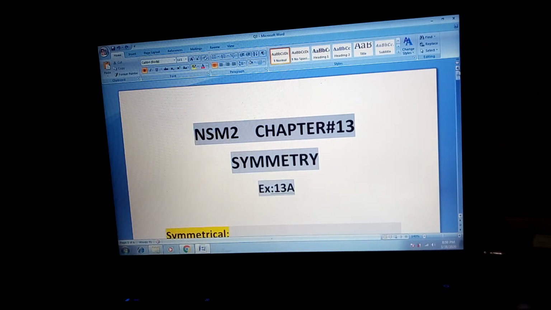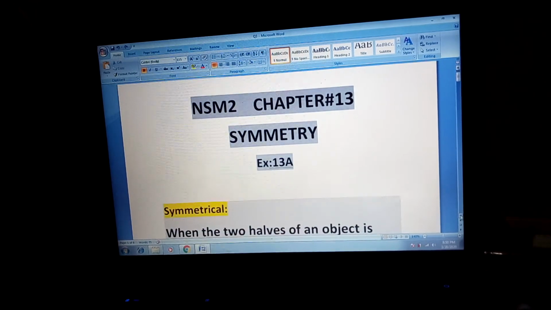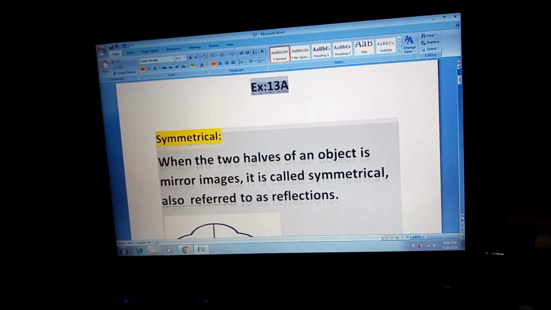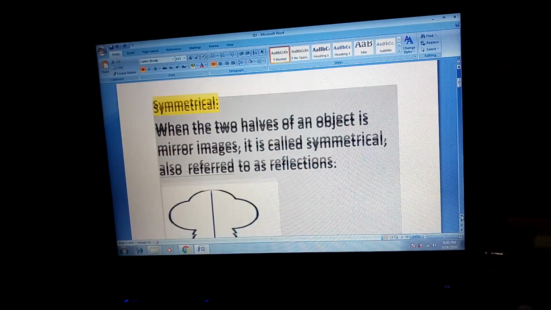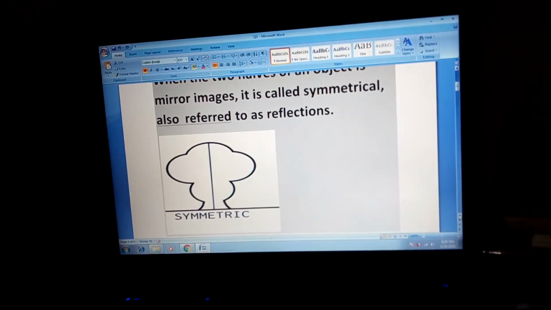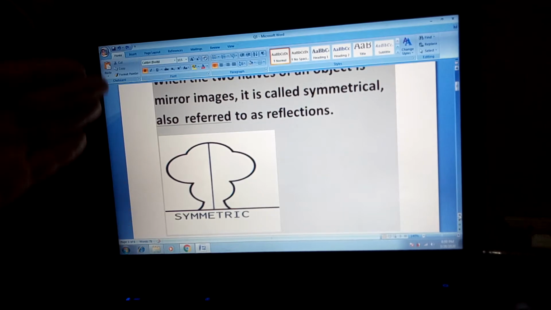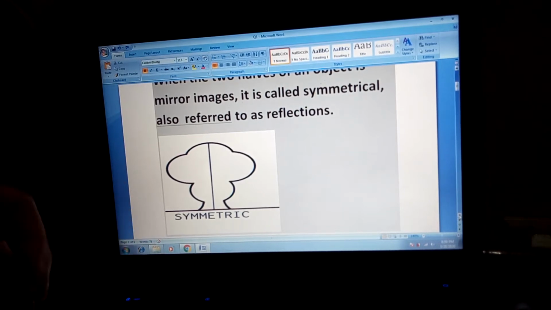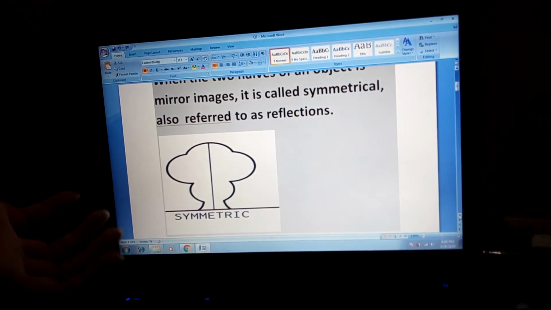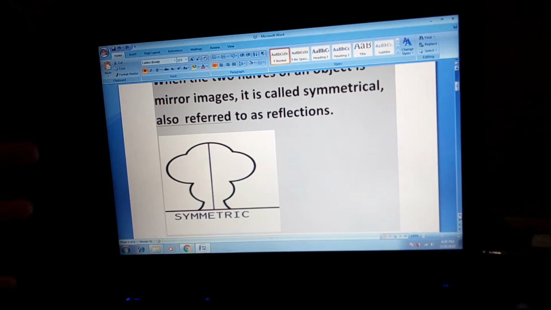So first of all, we need to know what symmetry is, or what the symmetrical shapes are. When the two halves of an object are mirror images, it is called symmetrical, also referred to as reflection. So what do you mean by this? Just consider this shape. If we cut this shape with a middle line, it is not necessary to always take the middle line. The purpose is that whenever you cut or take the symmetrical line, the object or image will give the reflection, the mirror image.